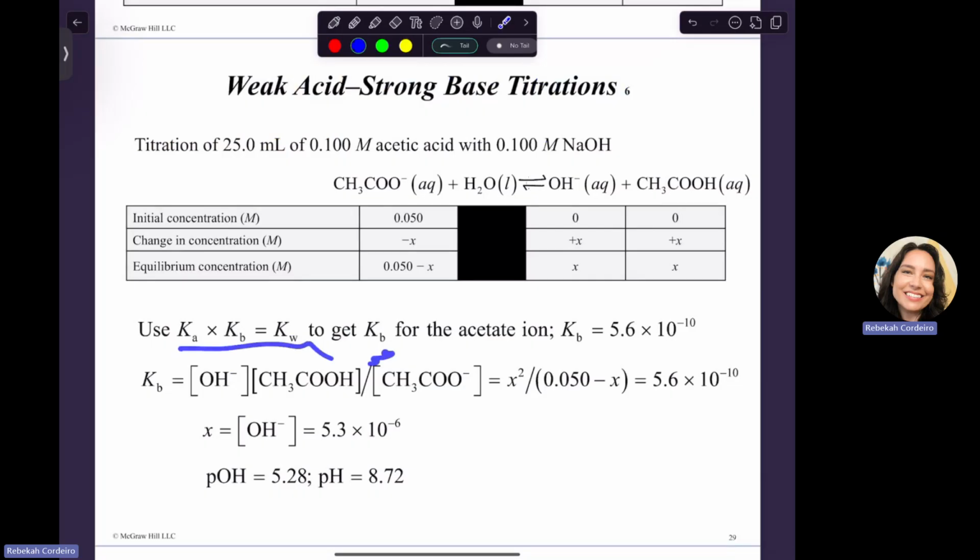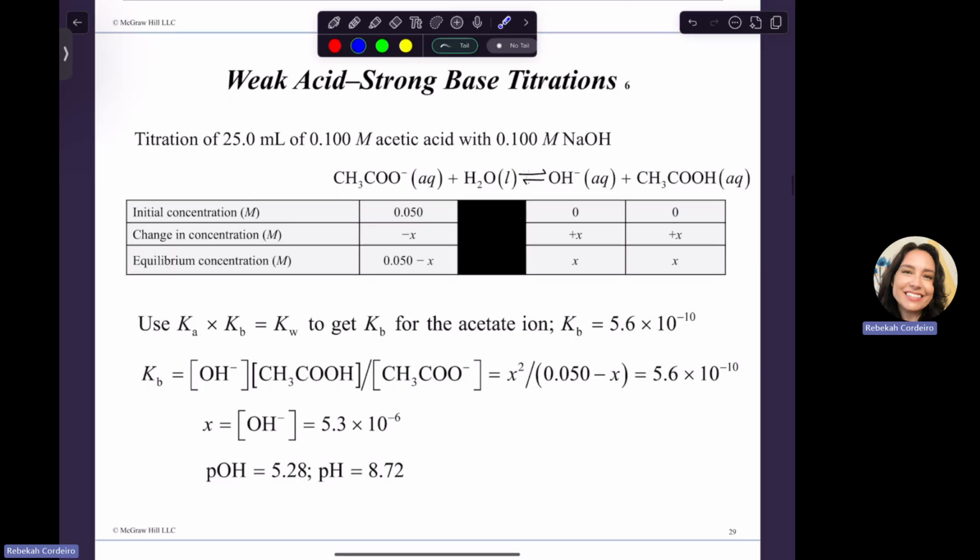Find your Kb, because we're doing the base, from our Ka, plug everything in, get your OH concentration. We can take the negative log of that to get pOH, and we can subtract from 14 to get pH. So it's a lot of steps. So make sure that if you're confused on any part of the steps, you're asking for some support. Text me if you need some help moving forward.